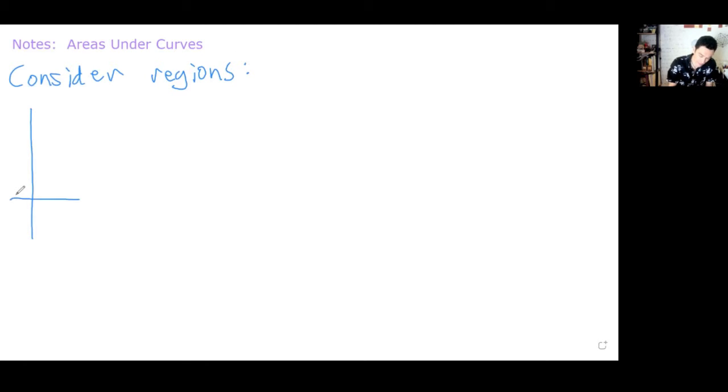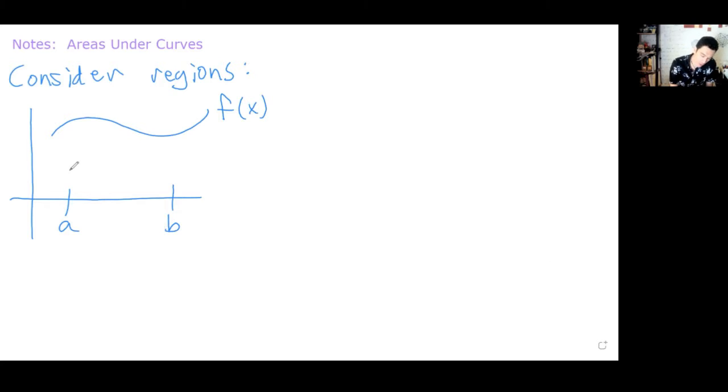Hey guys, so why don't we now recap everything we've learned so far this week? Notes, areas under curves. Let me jot down something like: consider region S. And let me draw a shape for us here. Let's draw something like this. Let's pretend that this is some function f of x, and let's suppose that we're going from A all the way to B.